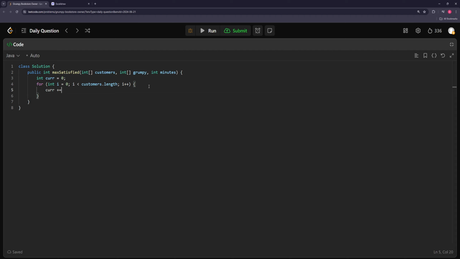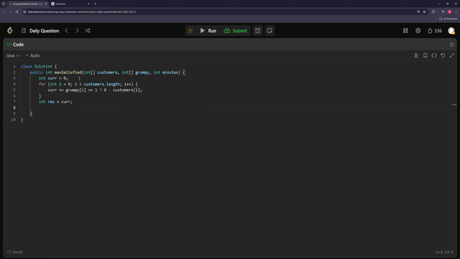Actually, we can do it this way. You can do a ternary, and not in Python. So we could say, is this person grumpy? If this person is grumpy, then we will add 0. Otherwise, we'll add the value. Okay. Now we need to have a result. We'll initialize it to cur. This is what we get if we don't use the technique at all.